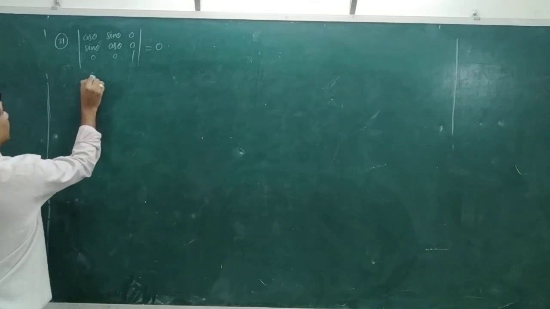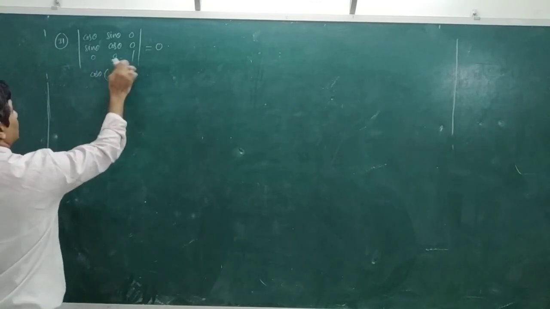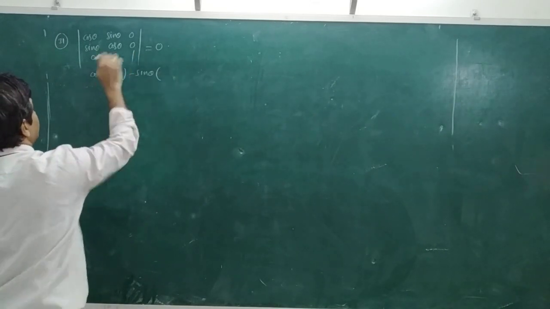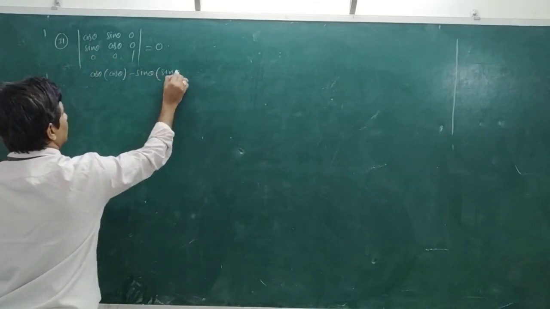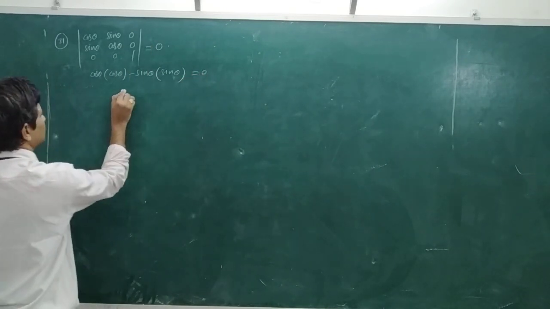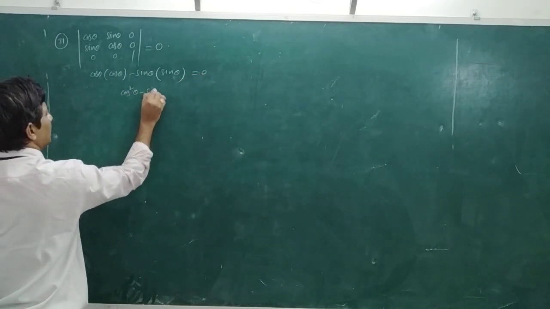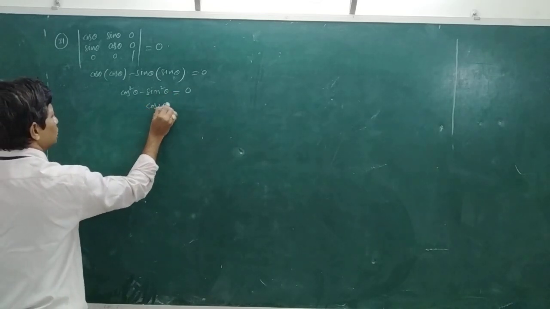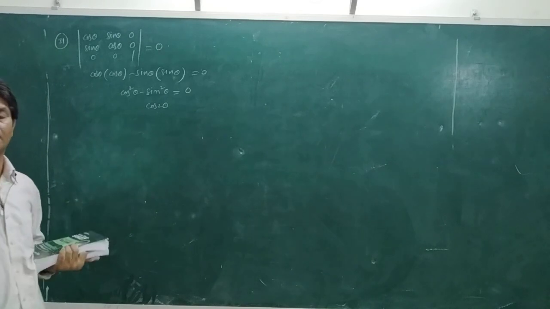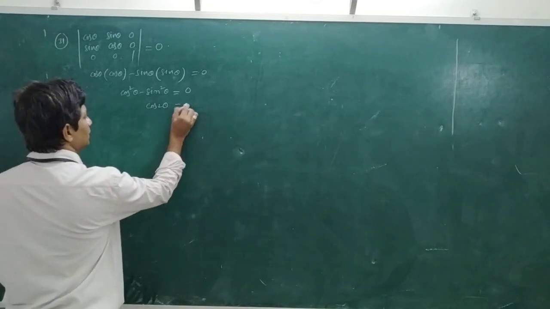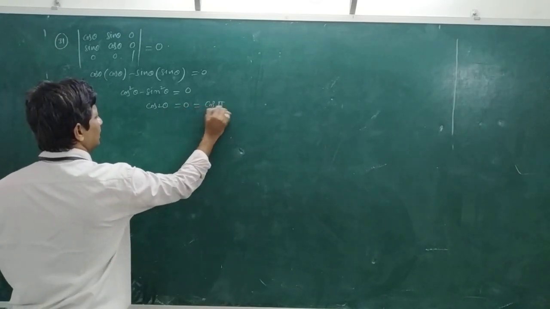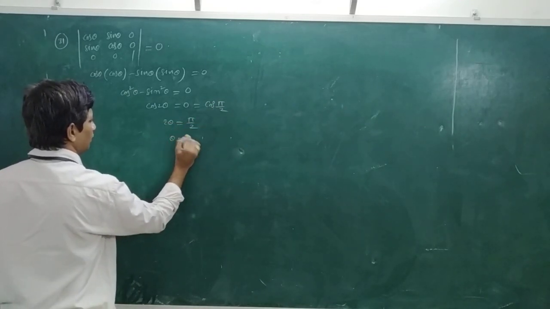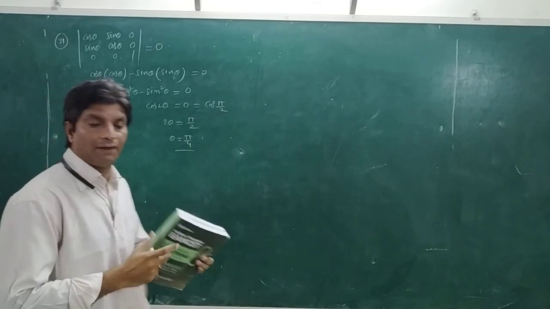Expand the determinant here. This is what? Cos theta into cos theta minus 0, minus sin theta into sin theta minus 0. Sin theta. This is 0. How much do we get now? Cos square theta minus sin square theta equal to 0. What is this value? Cos 2 theta. We know the formula: cos square theta minus sin square theta is cos 2 theta. This is 0. How to get 0? Cos 90. So 2 theta equal to pi by 2. Theta equal to what? Pi by 4. This is the way to find the value of theta.